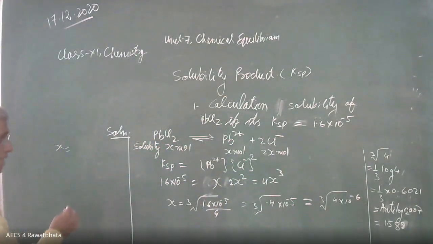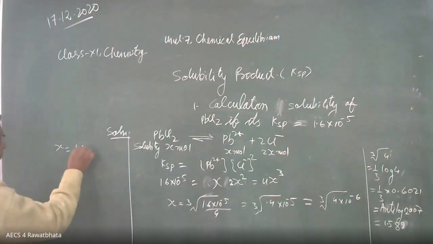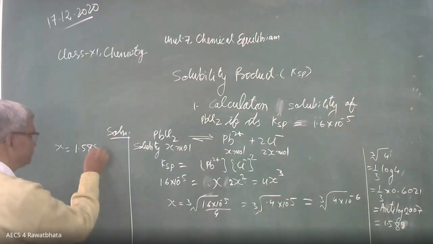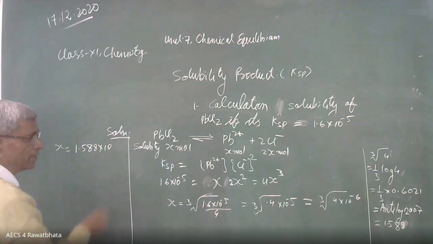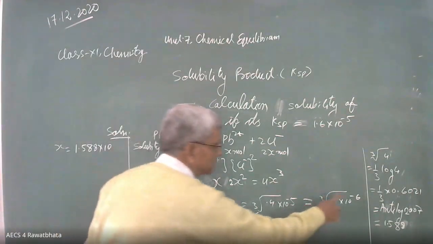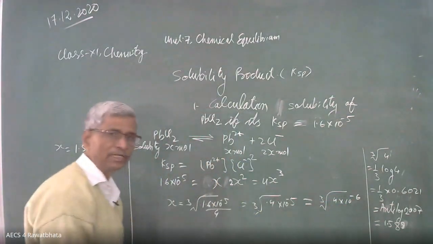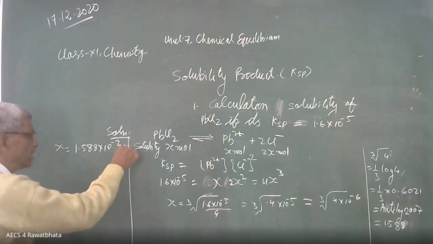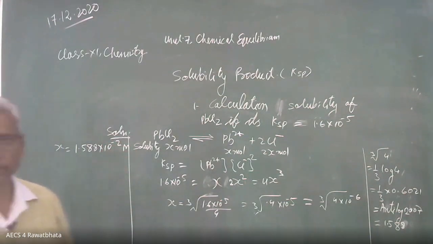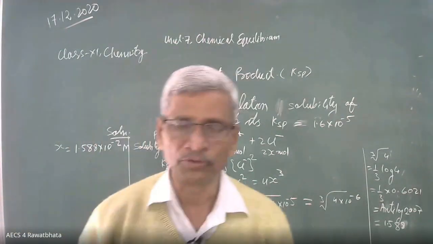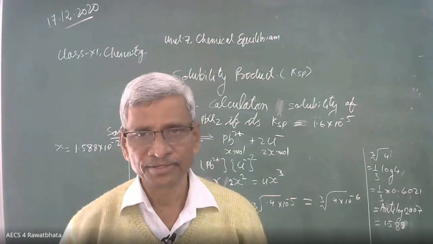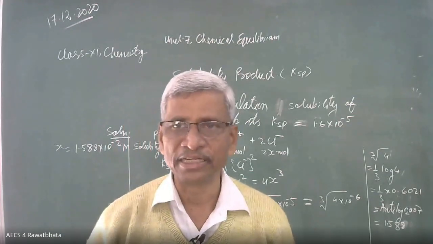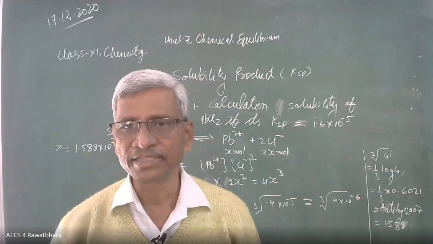So x is equal to 1.5858 into 10 raised to power minus 6 divided by 3 while taking the cube root, so 10 raised to power minus 2 moles per liter. This is the solubility of that particular compound. Okay, is it clear? This is the application of solubility product. In this way, they ask the numericals.